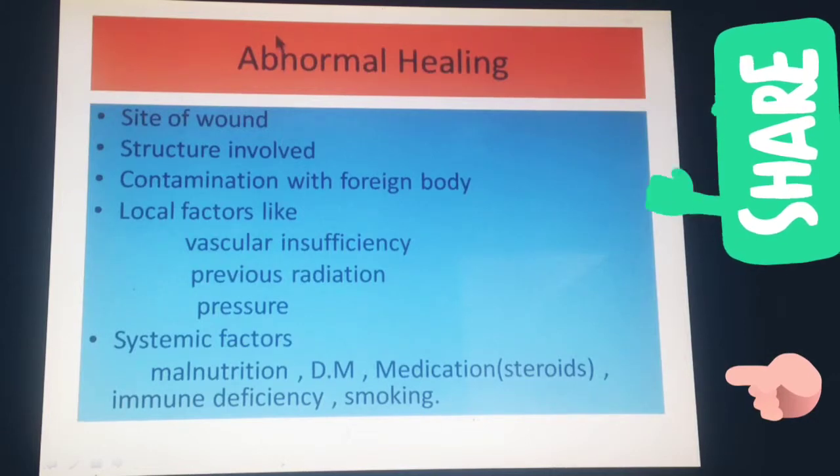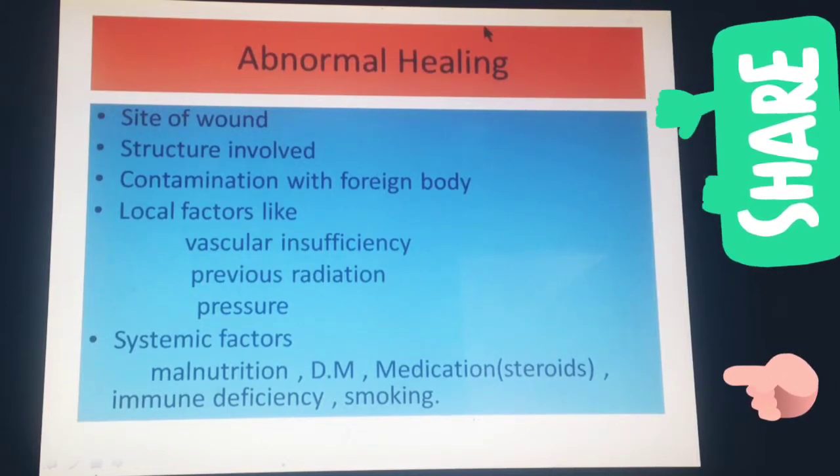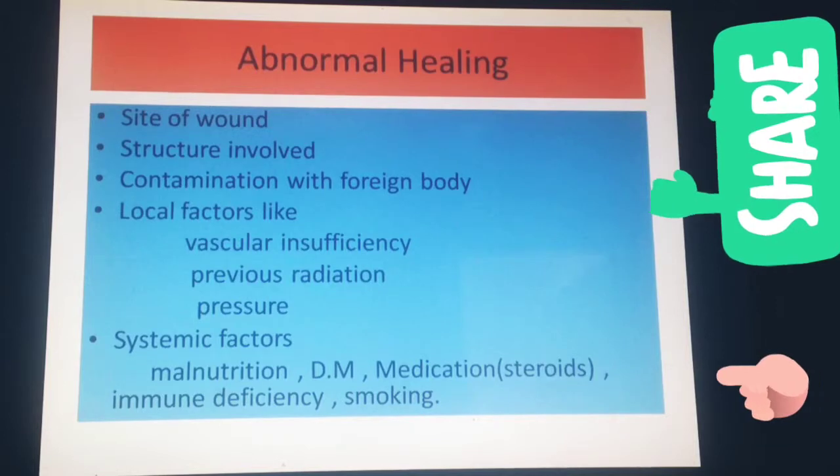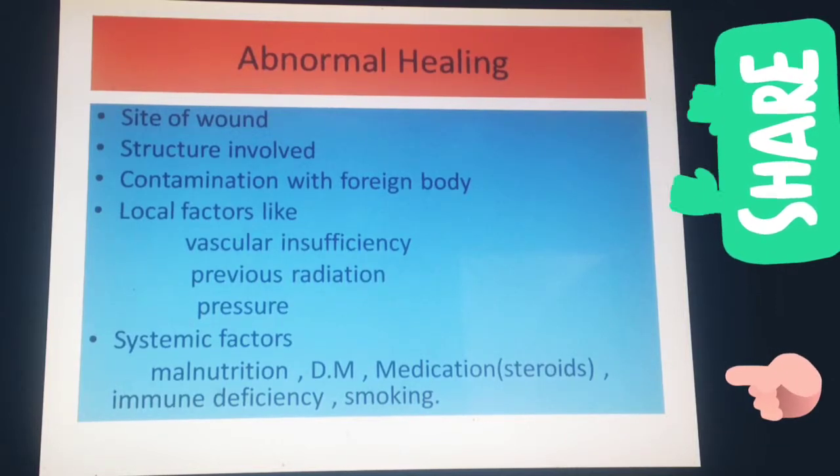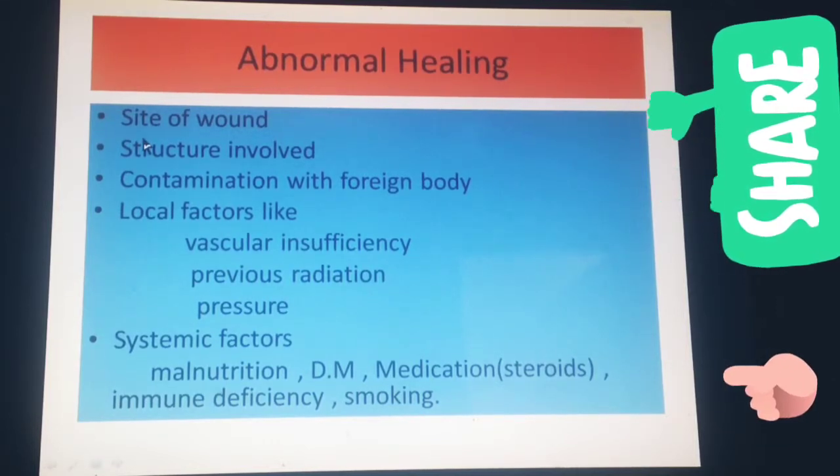Now, what is abnormal healing and how is it caused? Abnormal healing is caused by wounds present at different sites. Now, if a wound is formed at a specific site, some bony prominences, it will be continuously rubbed in that respective area. Similarly, the wound healing would decrease.